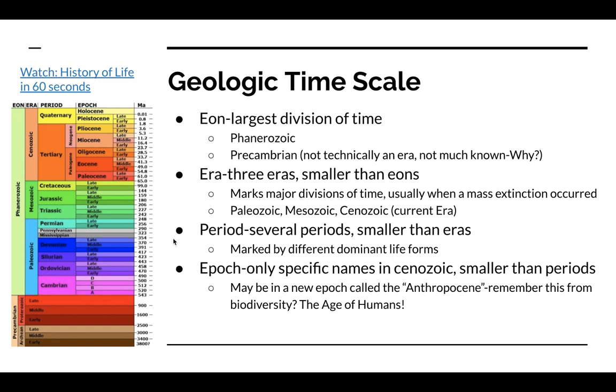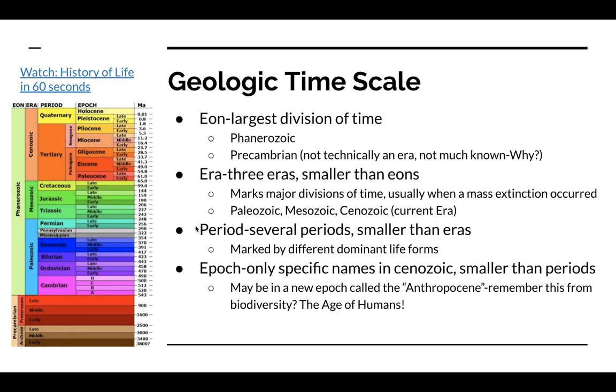Now these mark major divisions of time, usually marked by mass extinctions. So the end of the Paleozoic, at the end of the Permian period, was marked by a huge extinction, like 95+% of life on Earth went extinct. And we're not exactly sure why, but we see in the rock layers after the Permian that the life forms in the fossilized record are very, very different. So this would be a mass extinction. We're currently still in the Cenozoic era.